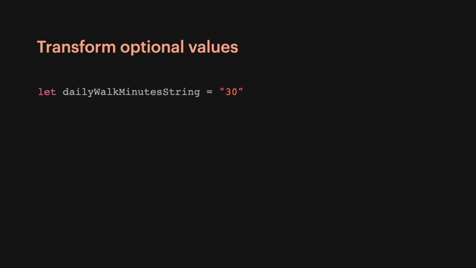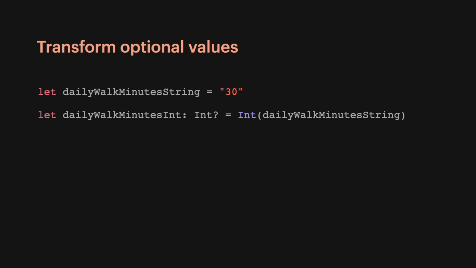Let's say we have a string that stores how many minutes someone walks per day. It's a string because it comes from a server or user input, or from somewhere else where we can't control the data type. We need to perform an operation on this number, and we first convert it to an integer. String to integer conversion can fail, so it returns an optional integer.